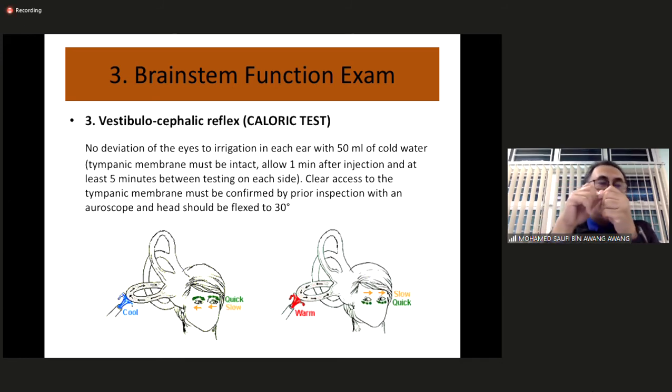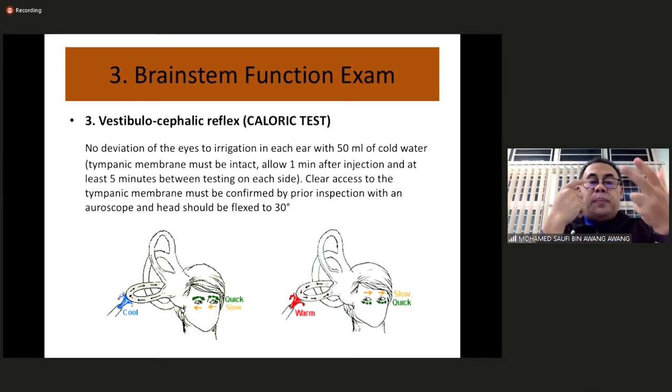Warm water is not the 100 degrees warm water. Otherwise, you introduce the water into the patient's ear, and that's it. The patient in a coma could wake up, because you actually irrigate with hot water. So we don't do so much hot water. Usually we just do cold water. Cold means ice cold water, right?